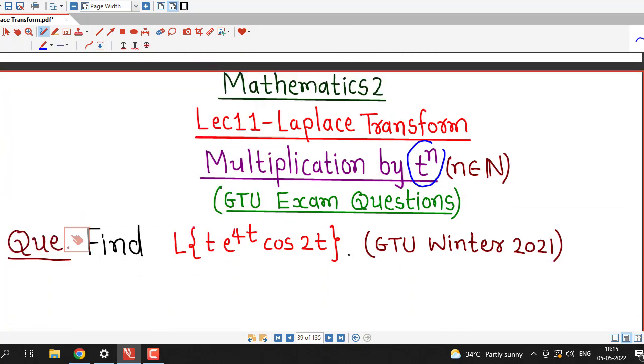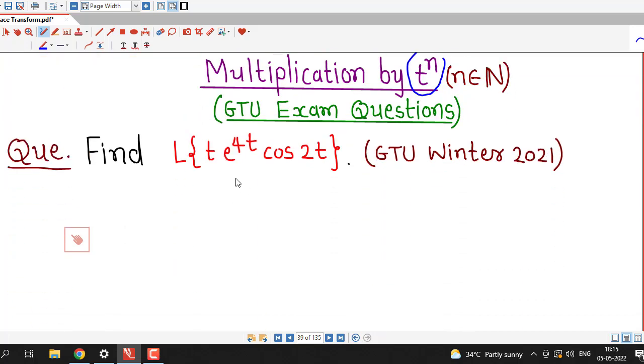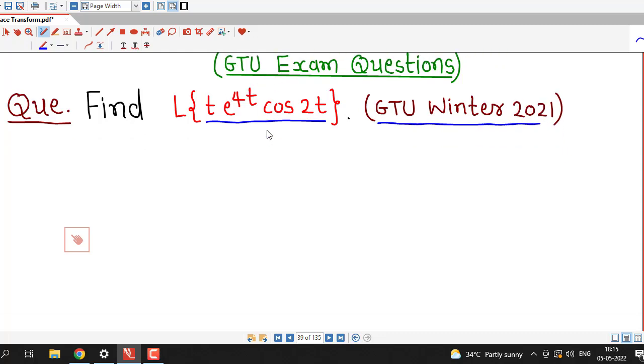So we use these two formulas and try to find the Laplace transform of this function, t times e raised to 4t times cos 2t. This question was asked in the GTU Winter 2021 exam.